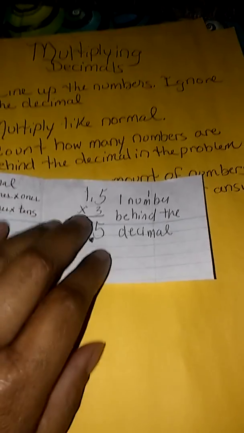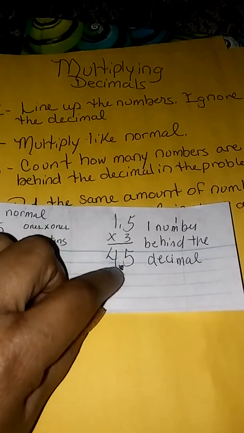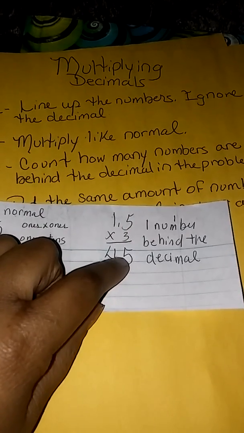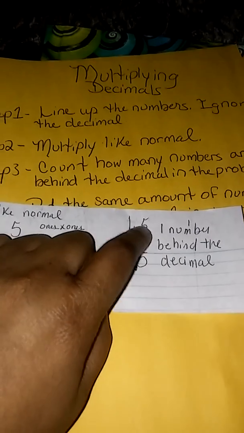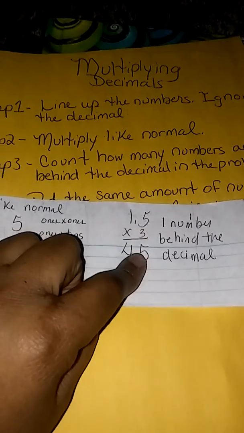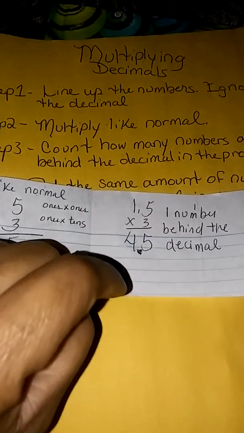And then last part, you had to count how many numbers were behind the decimal in the problem and put the same amount of numbers behind the decimal in your answer. So if there's one number behind the decimal in the problem, then there should be one number behind the decimal in our answer. So our answer, 1 and 5/10 times 3 is equal to 4 and 5/10.